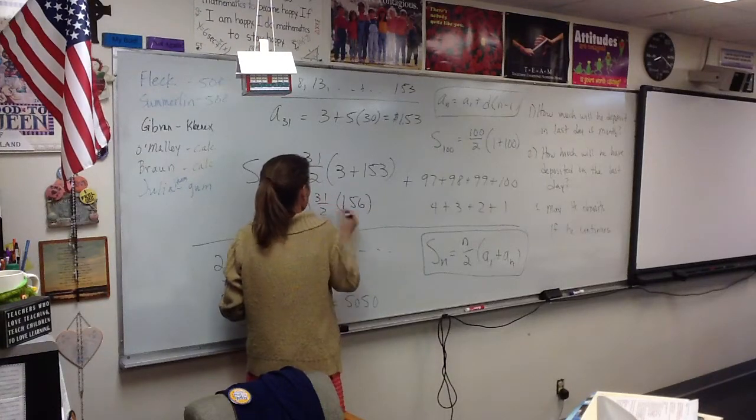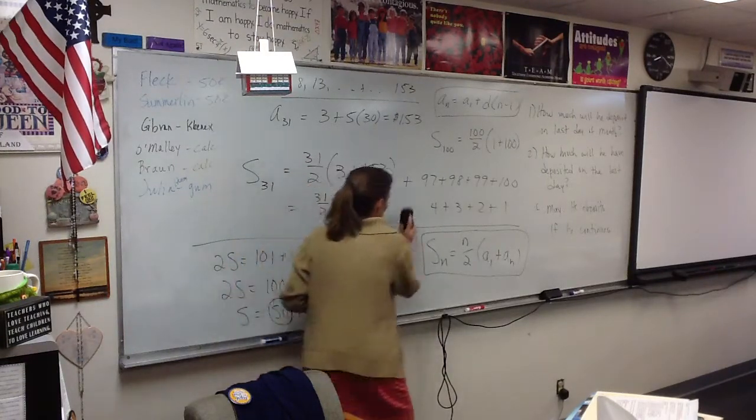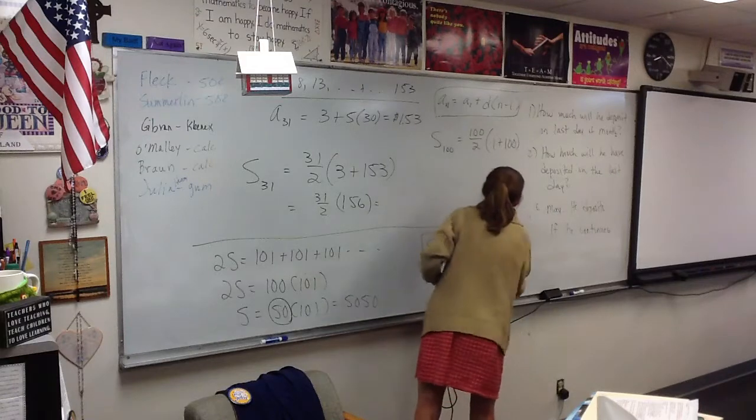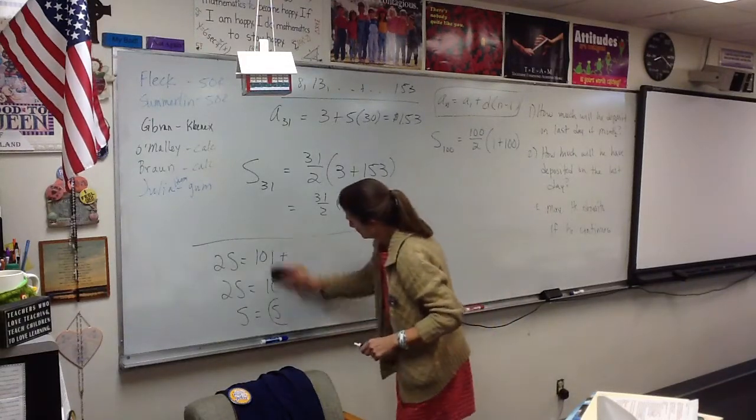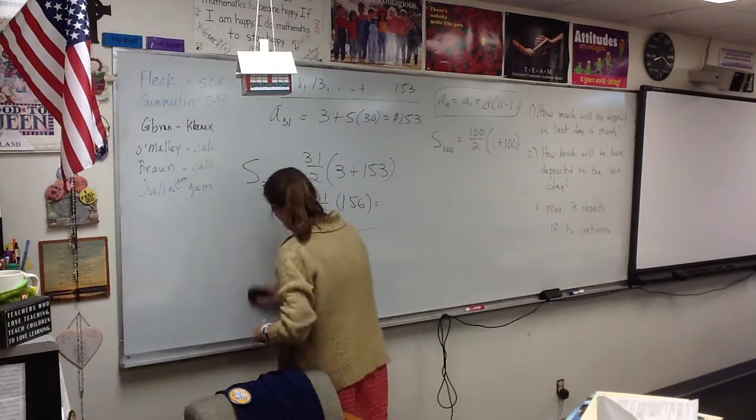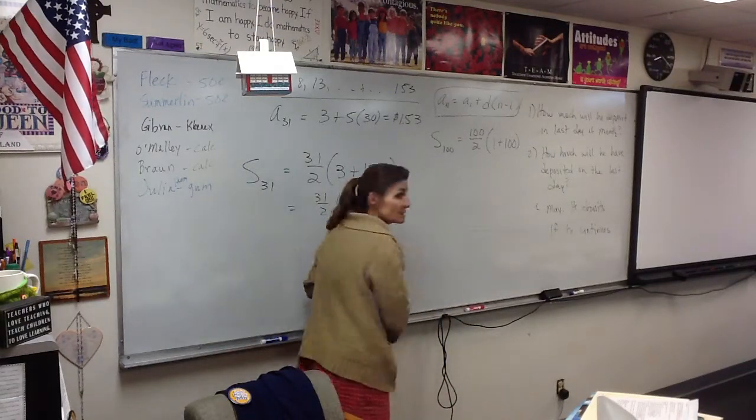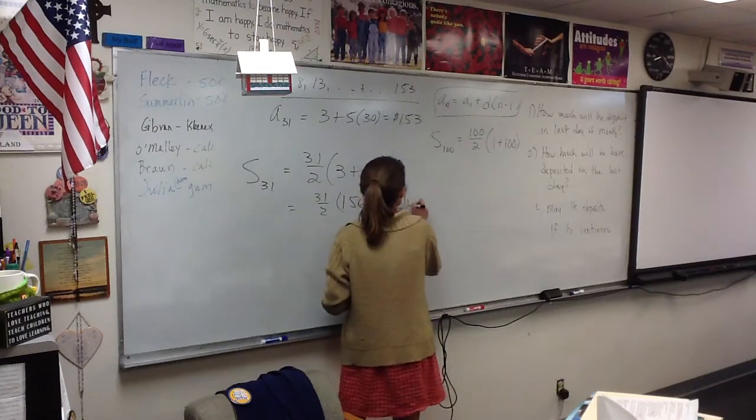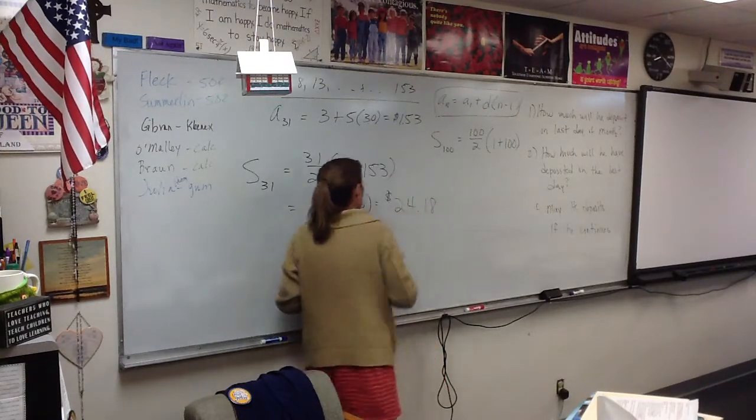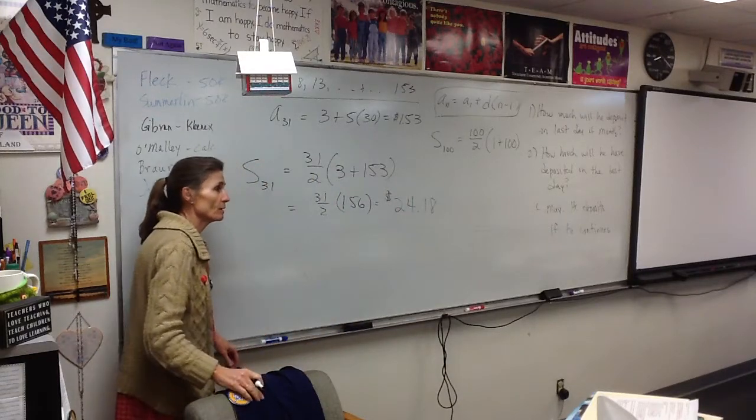times 31 halves. What is that? There's a lot of math. Well, certainly somebody's got a calculator. What is it? Oh, I'm just doing it. 24. 25. There we go. That's how much you would have deposited.